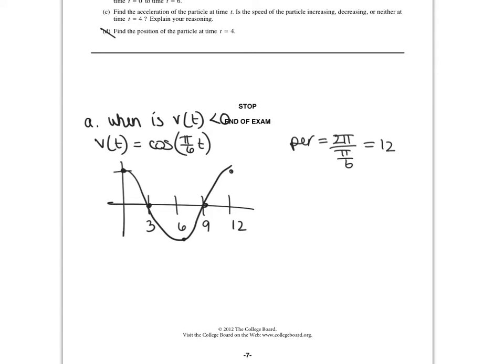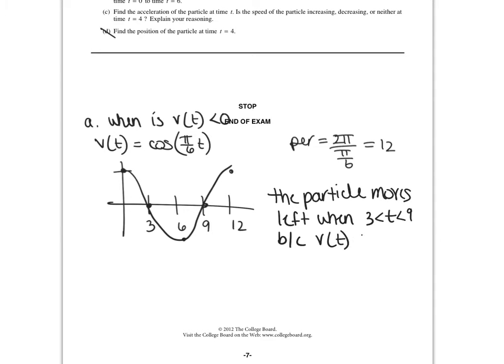and we would say that the particle moves left when t is between 3 and 9. And what is our units? There's no units. Nope. And then we'd say because v of t is less than 0 on that interval. Okay, so that's all you're going to do for A.